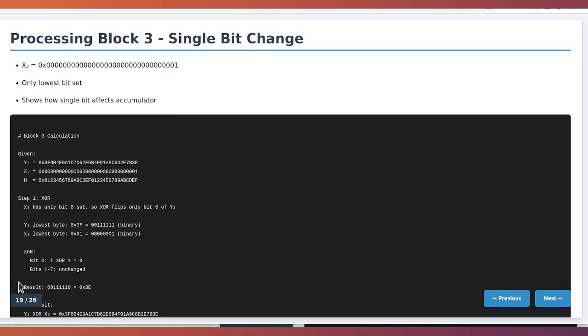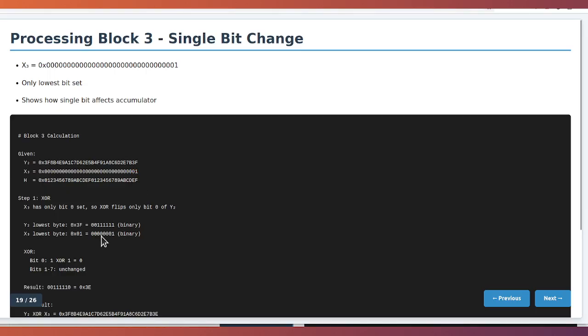Processing the third block. Let's process one more message block. Suppose x3 equals beginning with 0x00 ending with 01, which is just the value 1 with bit 0 set. Our accumulator is y2 equals beginning with 0x3f ending with 3f. Step 1. Compute y2 XOR x3. Since x3 has only the lowest bit set, this XOR operation flips only the lowest bit of y2.